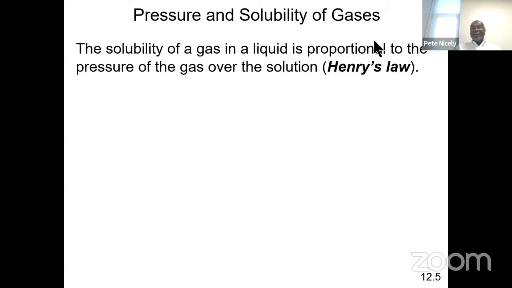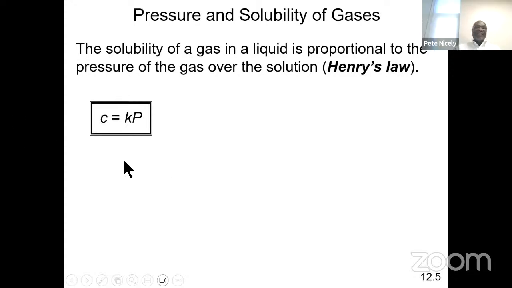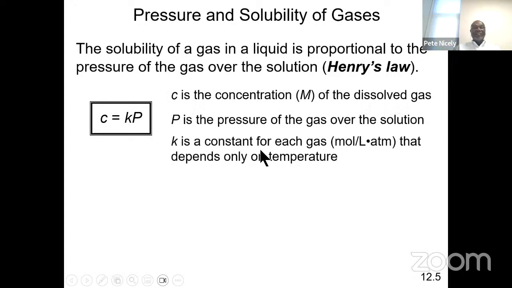It's known as Henry's law. Henry's law says that the solubility of a gas in a liquid is proportional to the pressure of the gas over the solution. So what does that mean? Mathematically, we can express it like this: concentration of a gas is equal to a constant K times the pressure of the gas over the solution.